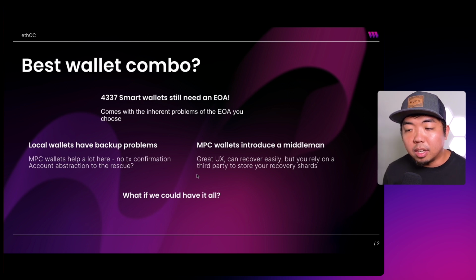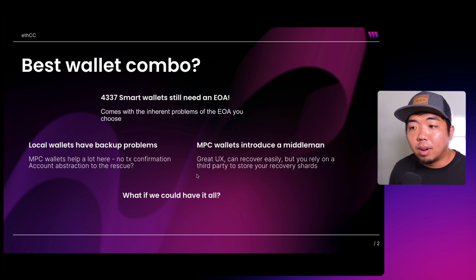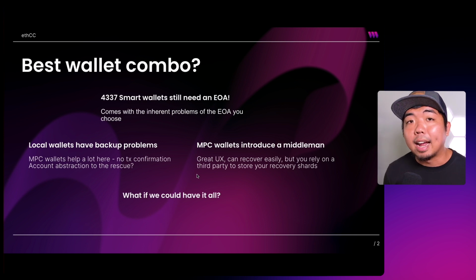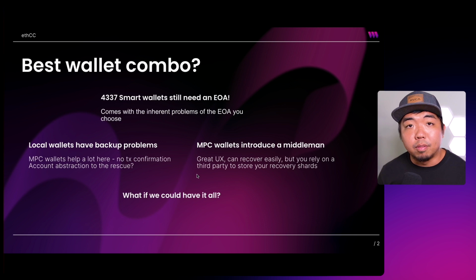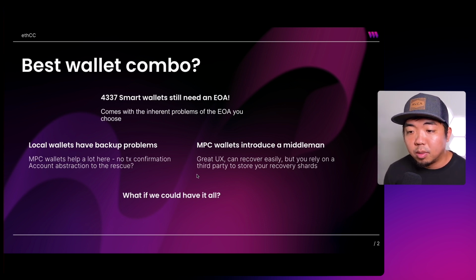We have things like ERC-4337 smart wallets, which are smart contract wallets. The only thing with smart contract wallets is you still need an EOA wallet to connect and get access to that smart wallet. So you're still interacting with an EOA wallet. We have a wallet called local wallet, which is a wallet that is generated on the local device that the user is using. The only problem right now with local wallets is it's backed up locally on that device.